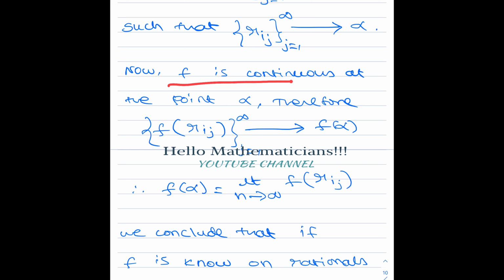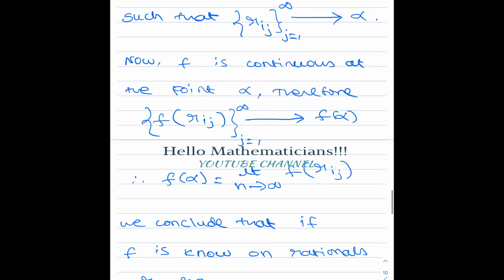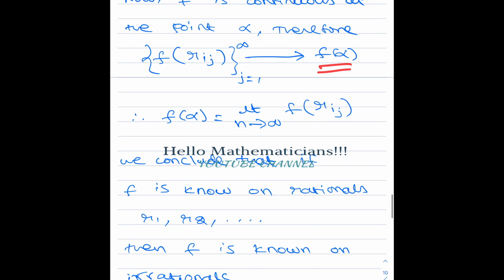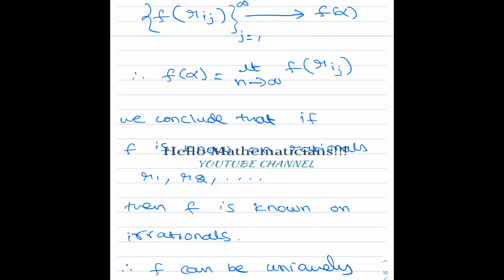Now f is continuous at the point alpha, right? If it is continuous at alpha, whenever x_n tends to x, f of x_n will tend to f of x. That is the definition of a continuous function. Therefore, f of this sequence converges to f of alpha. That is, f of alpha equals the limit as n tends to infinity of f of this sequence. So from this what we understand is, if we know the value of the function f at the rational numbers r1, r2, etc., then at irrational points the value can be calculated.